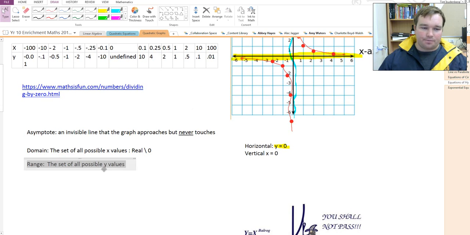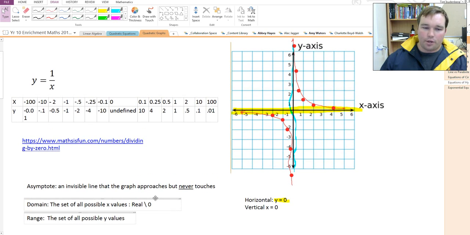Now the range is a set of all possible y values. So you can think about it that y can be any value. We can draw lines across here, I hope you can see my cursor, to any value except, of course, 0. So it's going to be real except for 0.